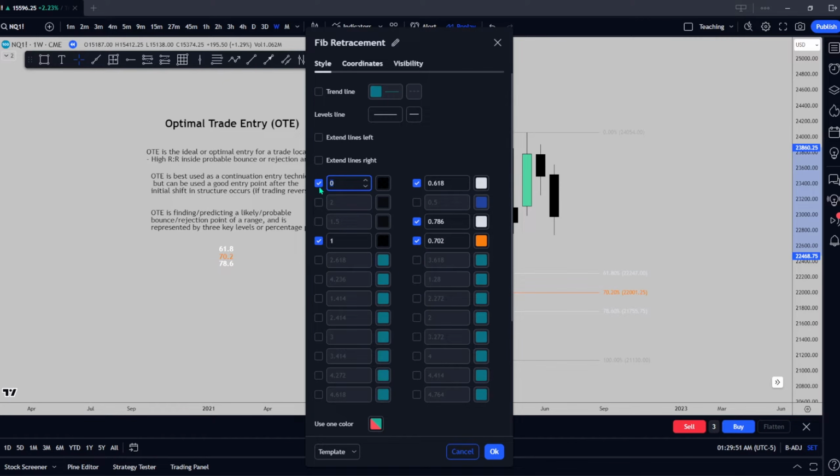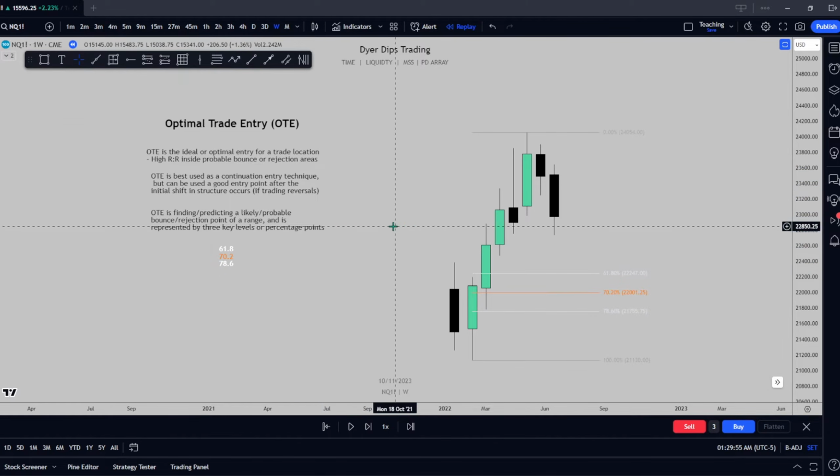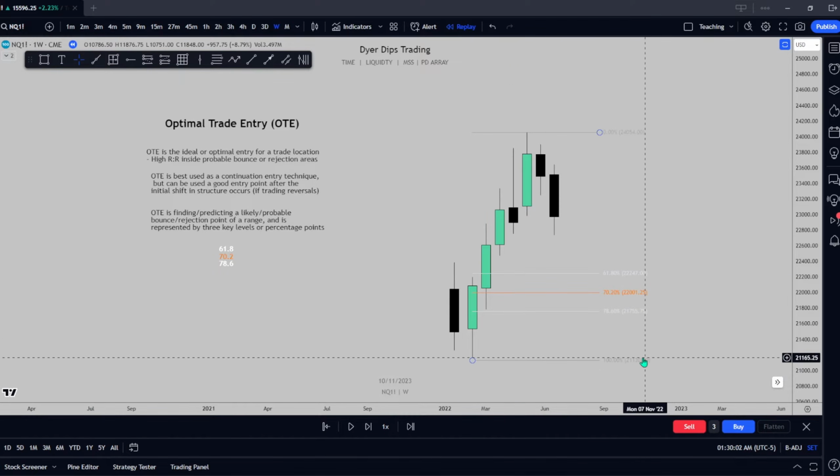And for the most part, I'm going to take off these two levels here just because I like to have it a little bit cleaner on my chart. But for the purpose of explaining it so you can see where I'm keying this OTE level to, I will have them on for this video.